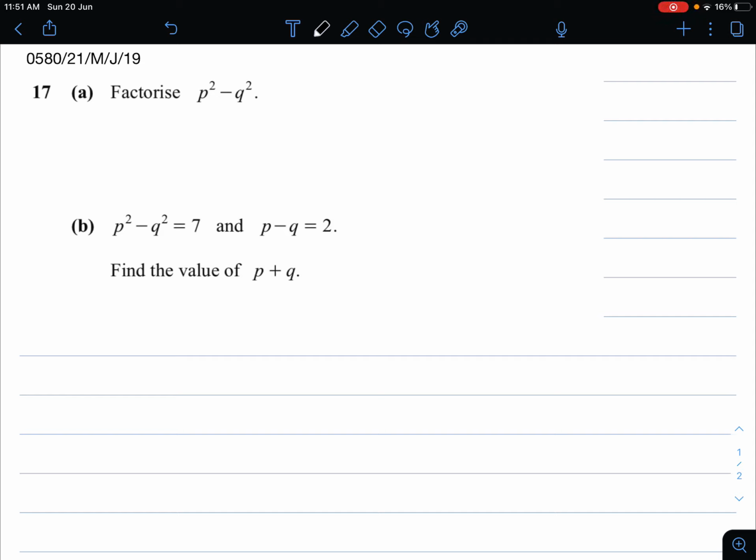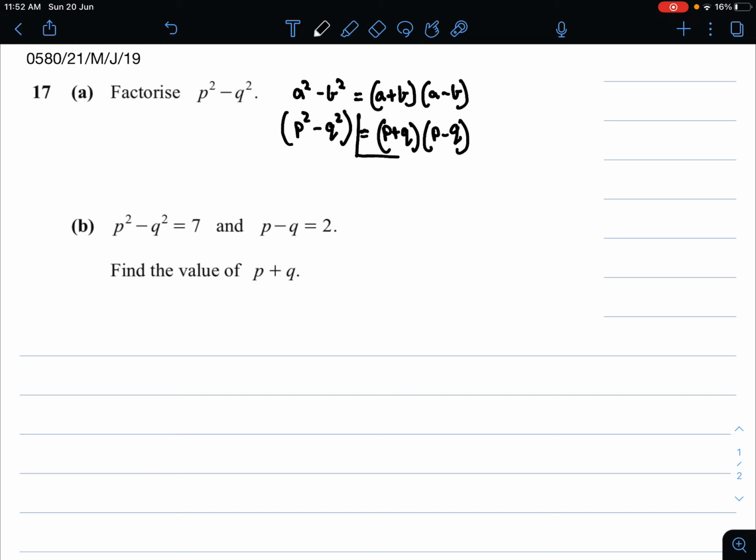So for part A, as you can see, they're asking us to factorize the following expression. The expression is in the form a square minus b square, which can also be written as a plus b, a minus b. So they've given us p square minus q square instead of a square minus b square. So we can rewrite this as p plus q and p minus q. Therefore, this being your final answer for part A.